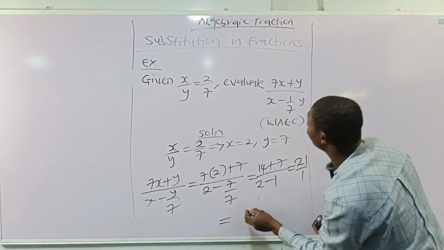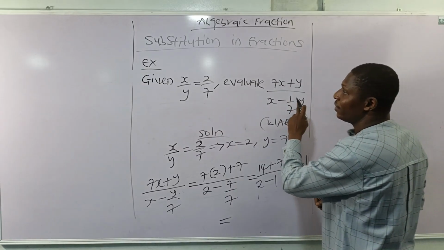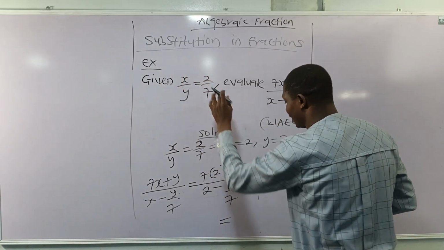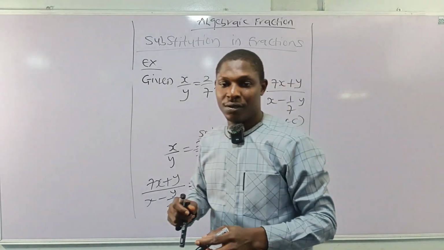So the value of 7x plus y all over x minus 1 over 7y, given that x over y equals 2 over 7, is simply 21. Thank you.